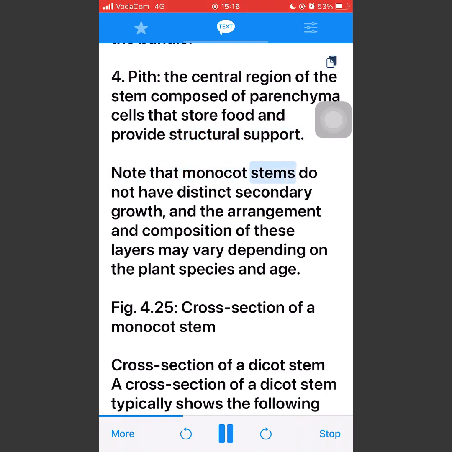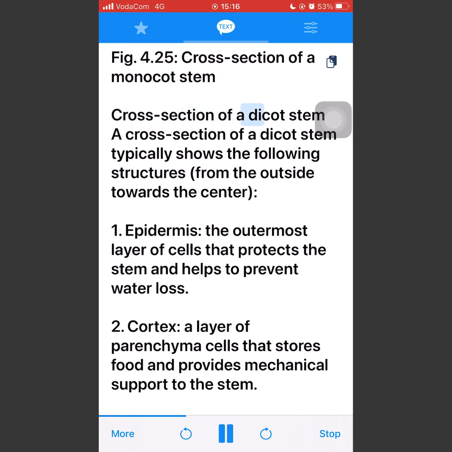Note that monocot stems do not have distinct secondary growth, and the arrangement and composition of these layers may vary depending on the plant species and age. Fig. 4.25, cross-section of a monocot stem. Cross-section of a dicot stem.